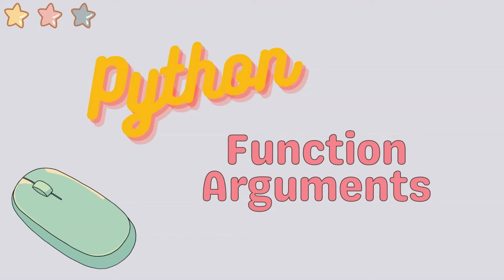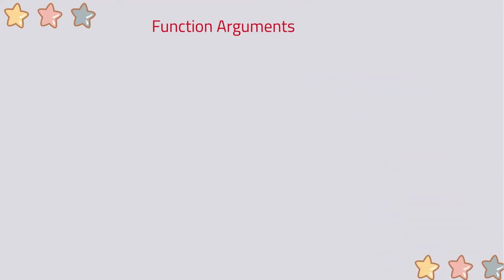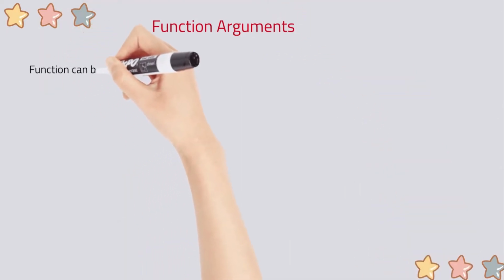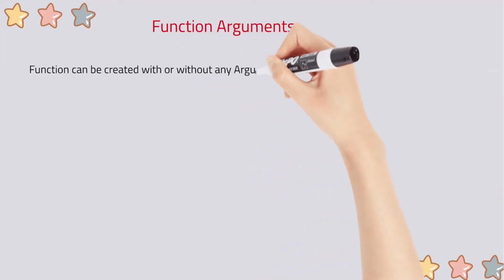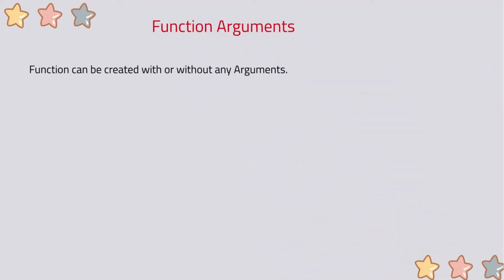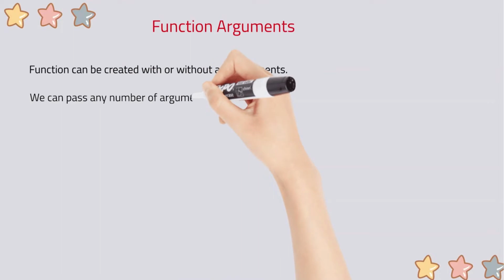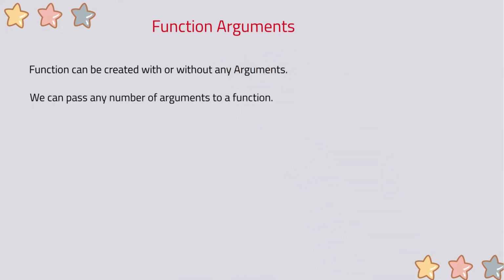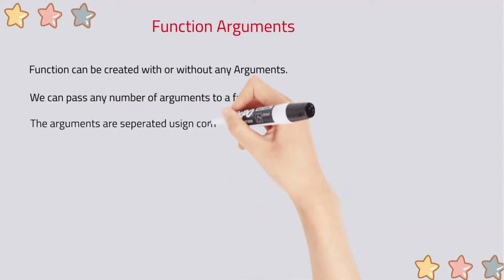In this video we will discuss the arguments that we pass to a function as a parameter. We can create a function with or without any arguments. It's totally depending on the business logic that we are trying to implement. There is no restriction to the number of arguments that can be passed to a function. All the arguments passed need to be separated using a comma.